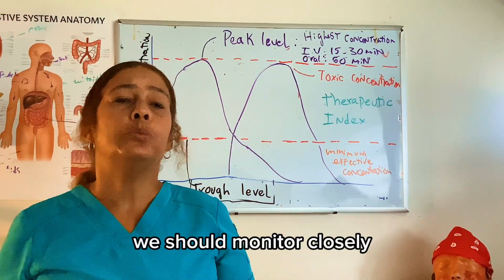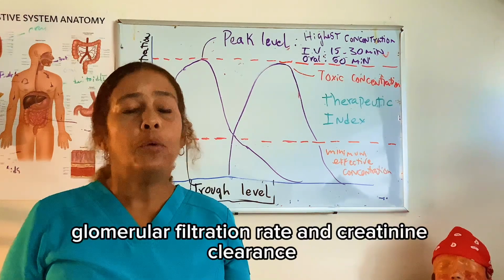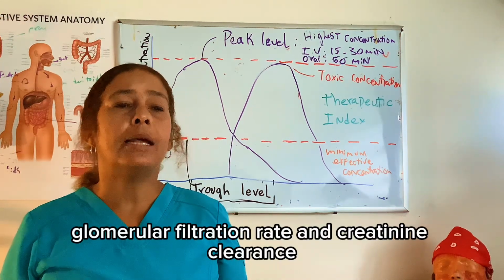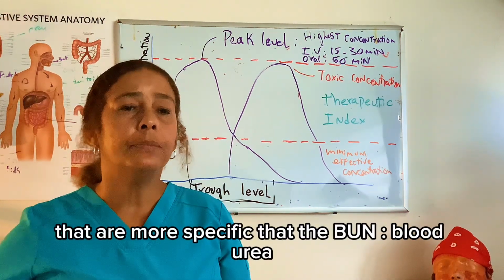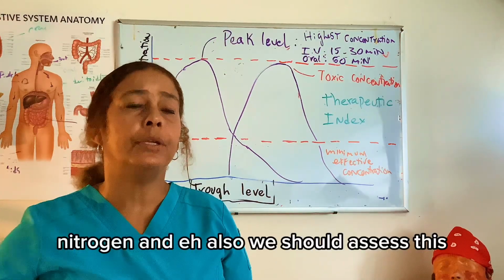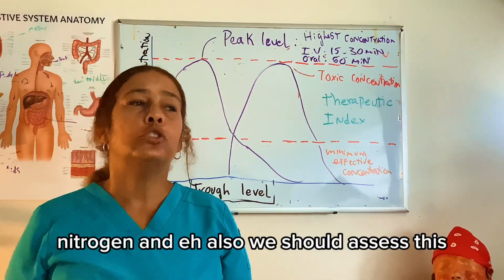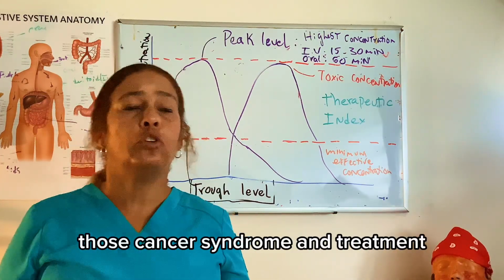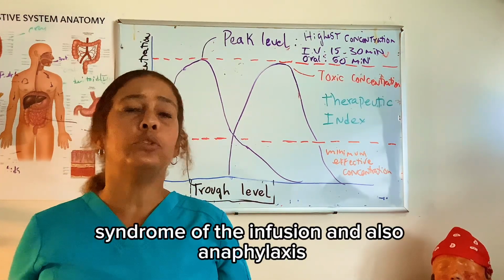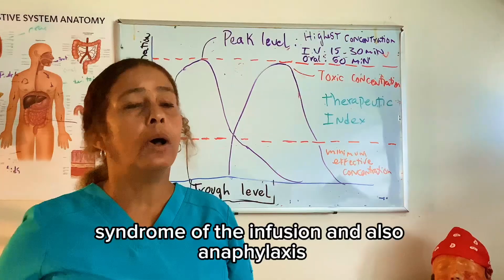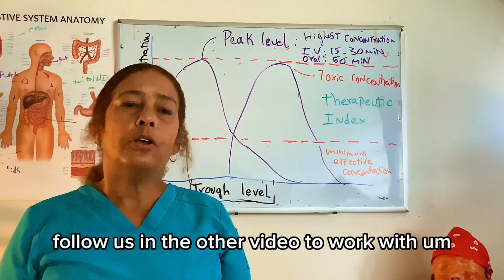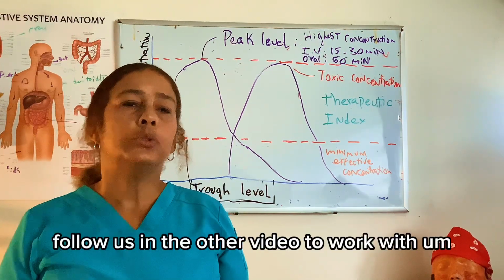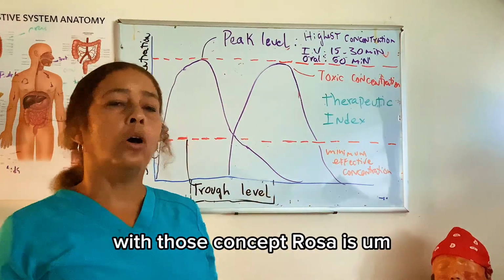But we should closely monitor glomerular filtration rate and creatinine clearance, which are more specific than the blood urea nitrogen. And we should also assess the patient for red man syndrome during infusion, and also anaphylaxis. Follow us in the other video to work with those concepts.